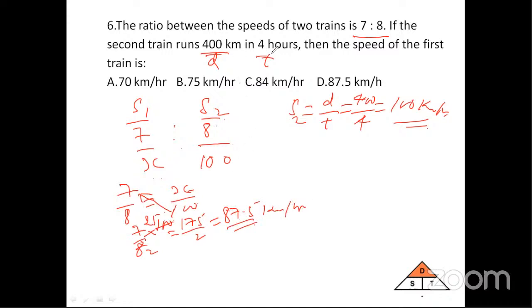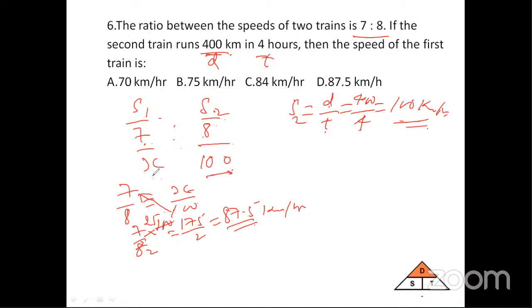Okay, I'll repeat it quickly. Just have a look. We have speeds of two trains, S1, S2. So the ratio is 7:8. That is the first part. And the second part, what they have given, if the second train runs 400 kilometers in 4 hours. So distance is 400 kilometers, runs in 4 hours. Time is 4. So 400 by 4, 100 kilometers. This is for S2, the second train.